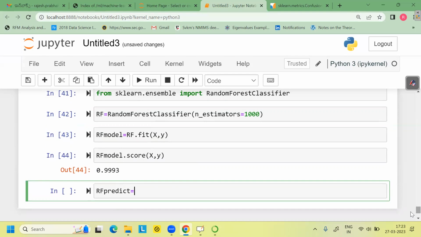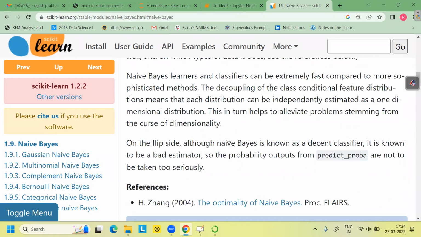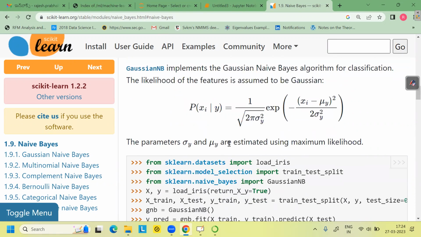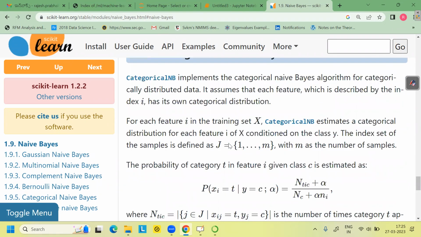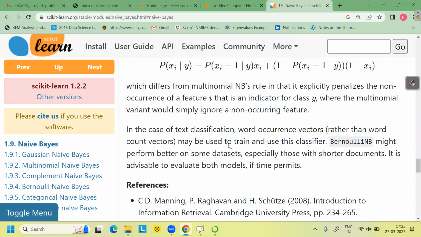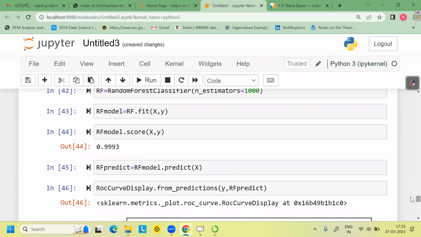So RF predict is equal to RF model.predict. Meanwhile, sklearn, we have different naive Bayes for classification. Multinomial, when your dependent variable has more than 2 categories. Categorical NB. So we have to use Gaussian NB, Gaussian naive Bayes. AUC of 1.